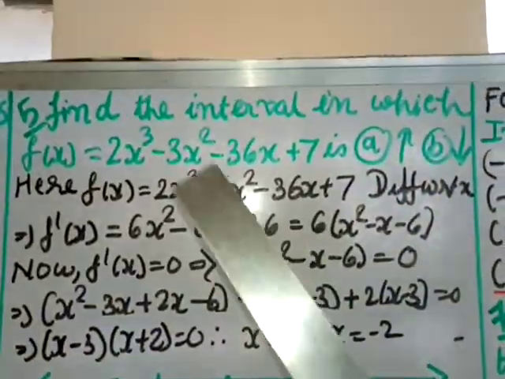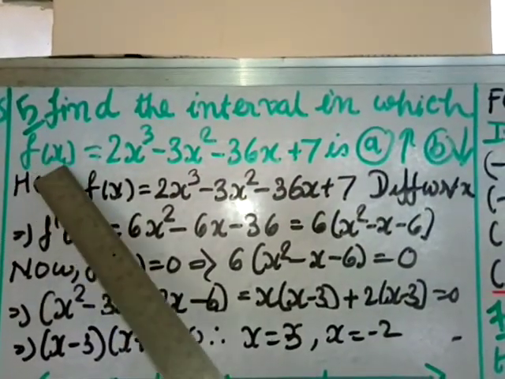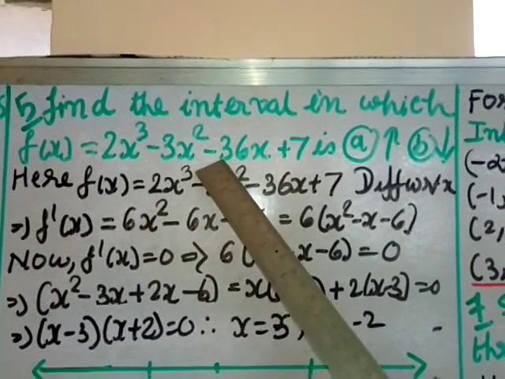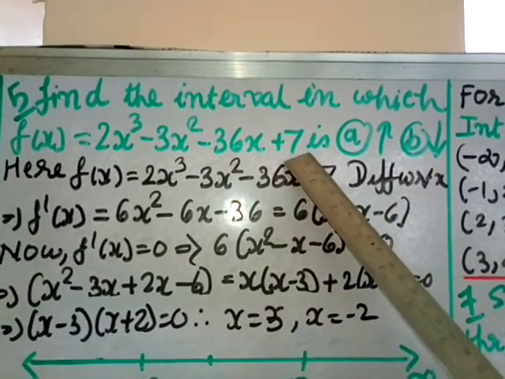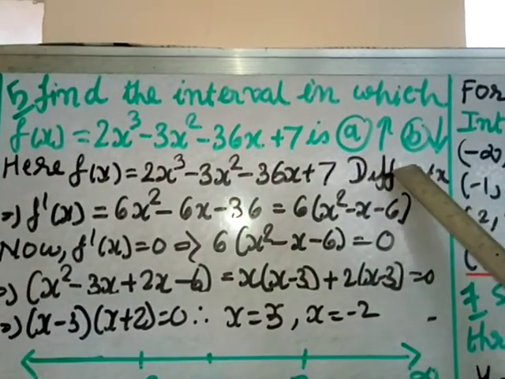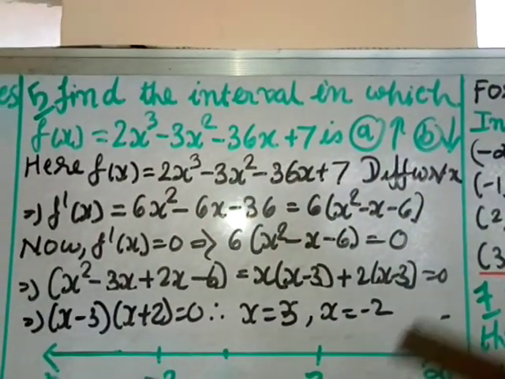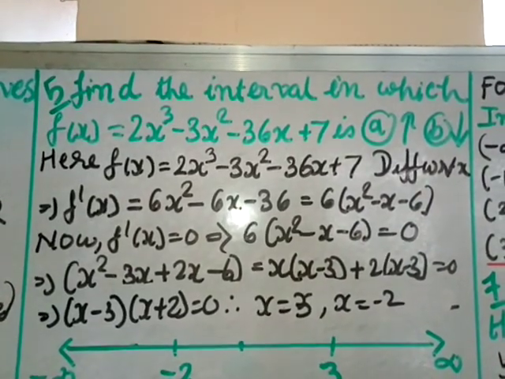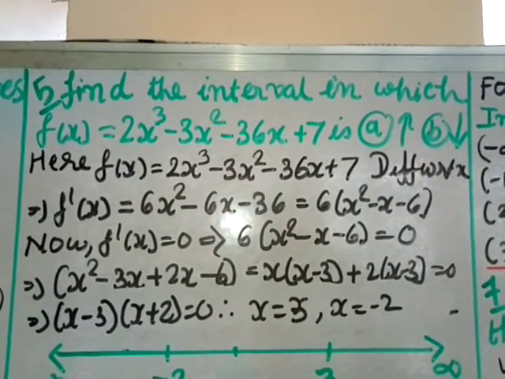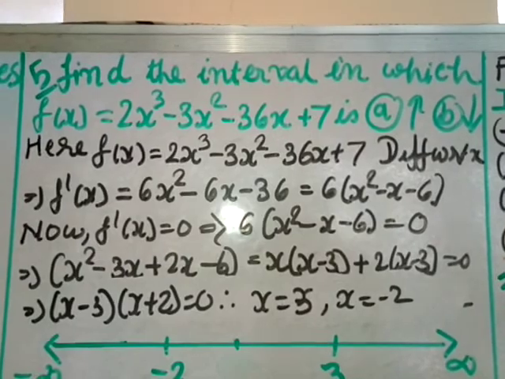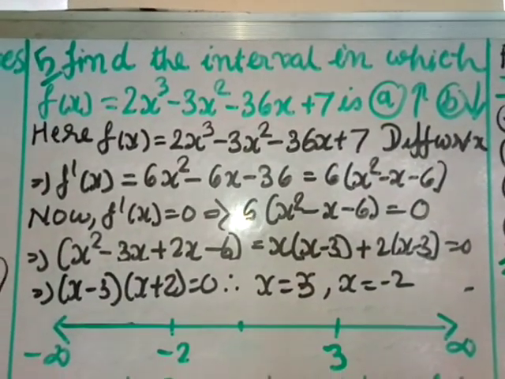Question number 5. Find the interval in which f(x) is equal to 2x cube minus 3x square minus 30x plus 7 is (a) increasing, (b) decreasing. Again, the same way we are going to do: first differentiate, then after differentiating equate with 0, solve for x, find the intervals and check the sign of f dash x.